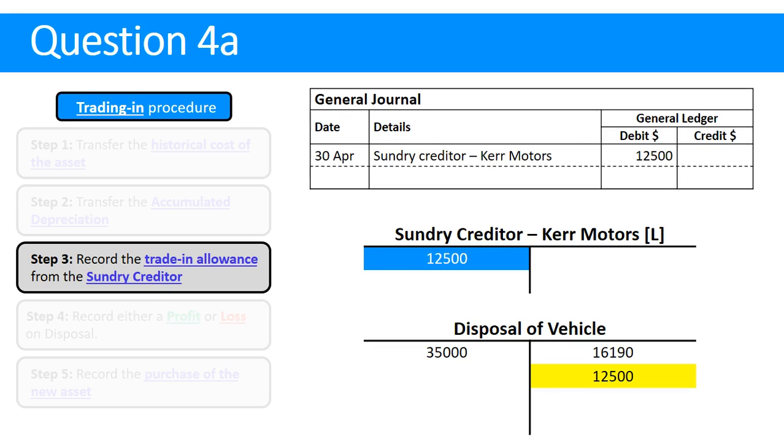We want to write that in full. We're not going to write creditors control. We don't need the subsidiary ledger columns. And then we have a credit to disposal of vehicle.